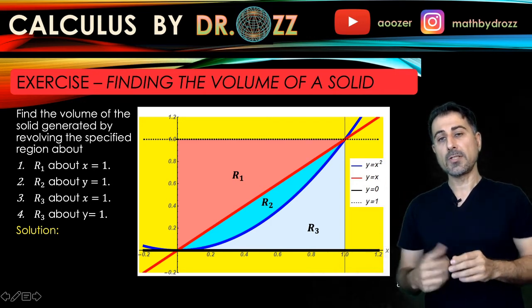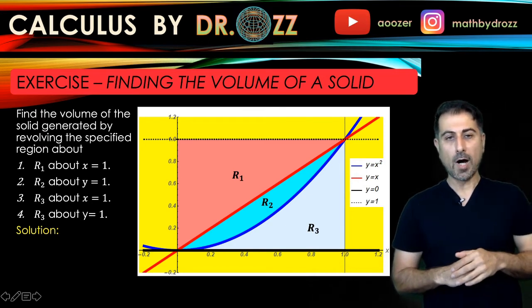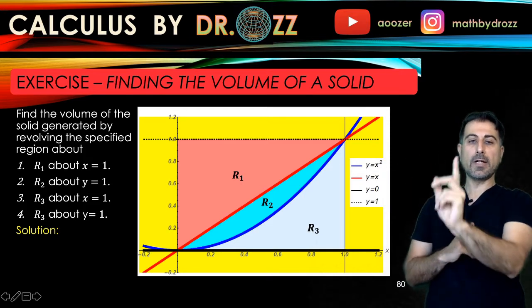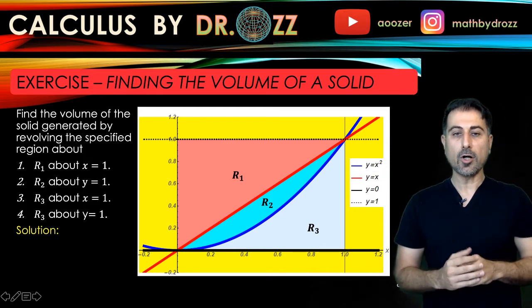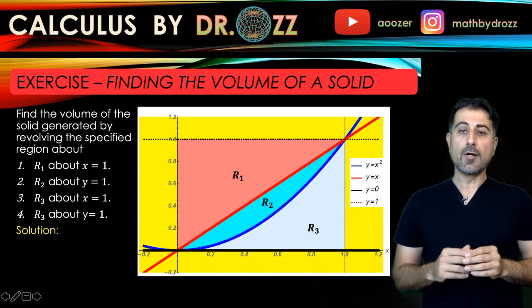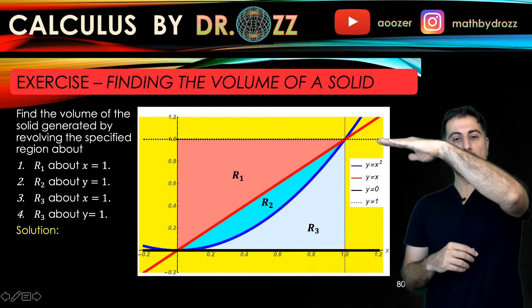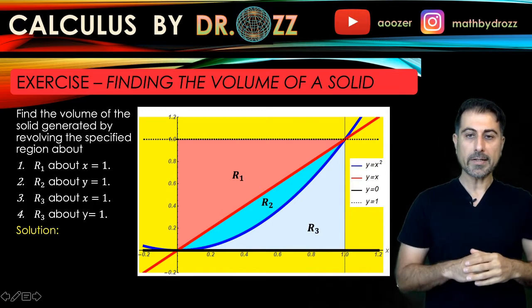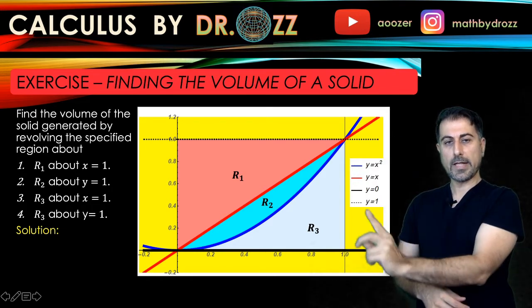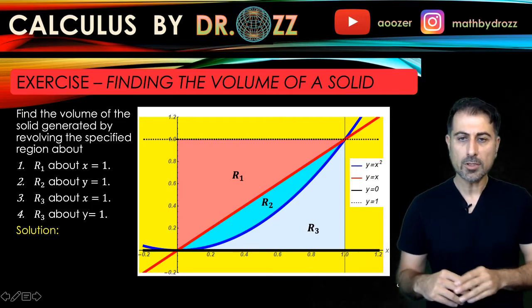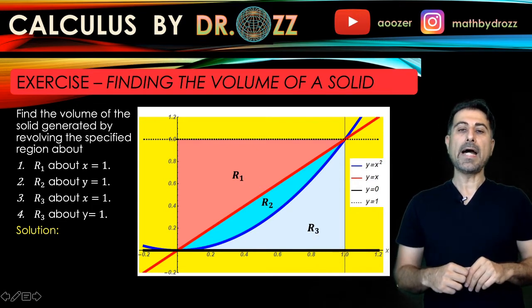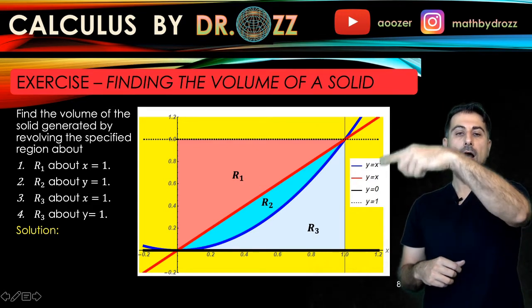So in the first case, we're going to revolve R1 about x equals 1. x equals 1 is the vertical line here, so R1 is going to be revolved around x equals 1. In the second case, R2, that's the aqua or turquoise region, revolved about y equals 1, the horizontal line. So we're going to have the revolution like this. And R3 is going to be revolved around x equals 1, which is right here. So x equals 1, the vertical line of revolution. And finally, we're going to revolve R3, the same light blue region, about y equals 1, the horizontal line.